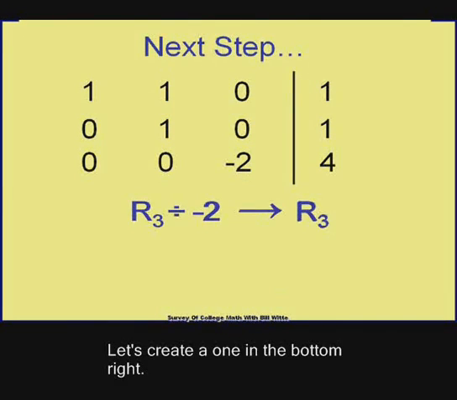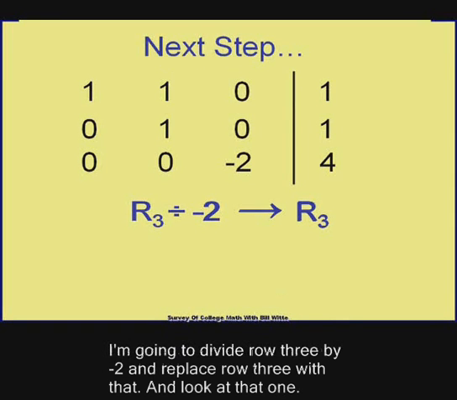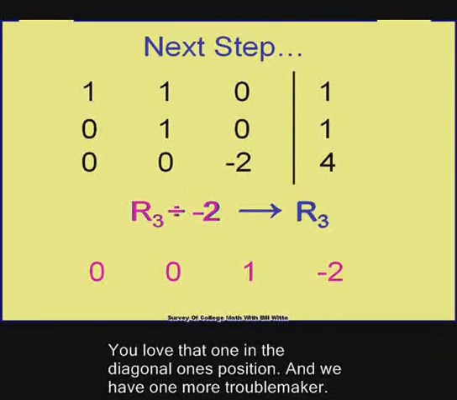Now let's create a 1 in the bottom right. Once I have a bunch of zeros, I can start working on 1s. I'm going to divide row 3 by negative 2 and replace row 3 with that. Row 3 divided by negative 2: 0 divided by negative 2 is 0, 0 divided by negative 2 is 0, negative 2 divided by negative 2 is a positive 1. And of course your 4 divided by negative 2 is negative 2.